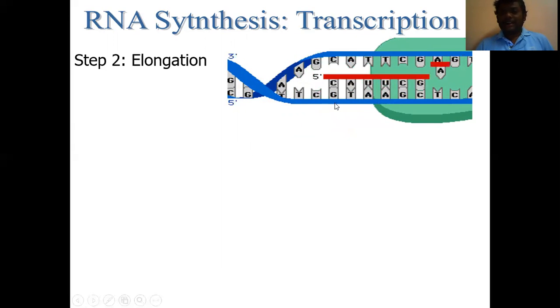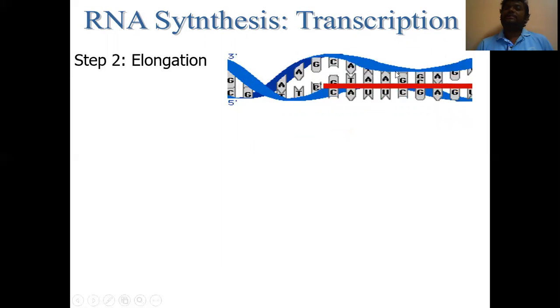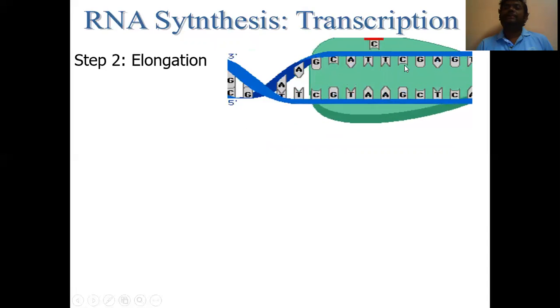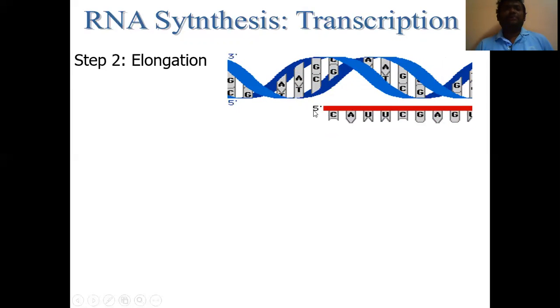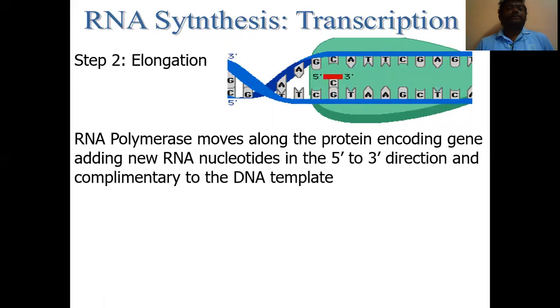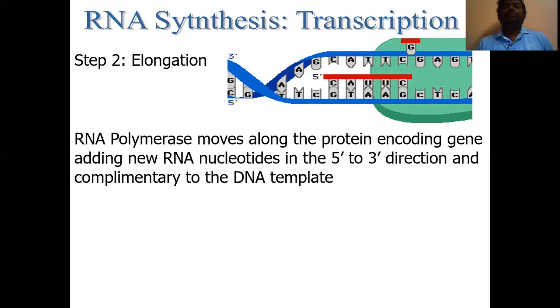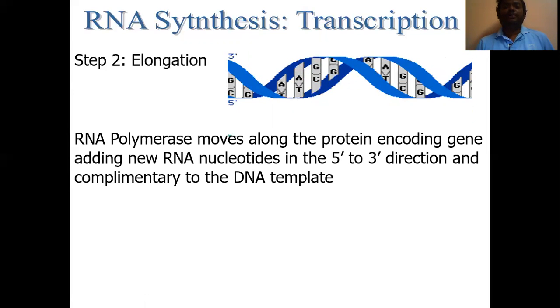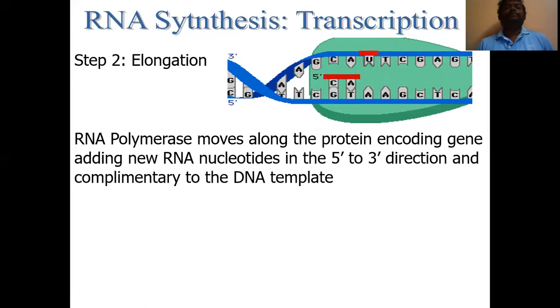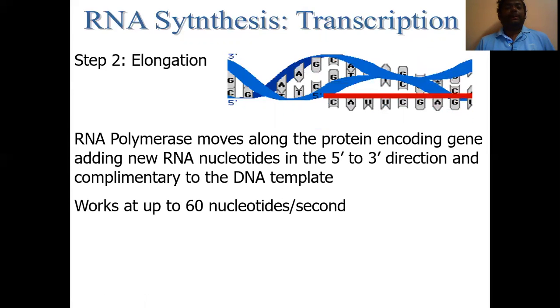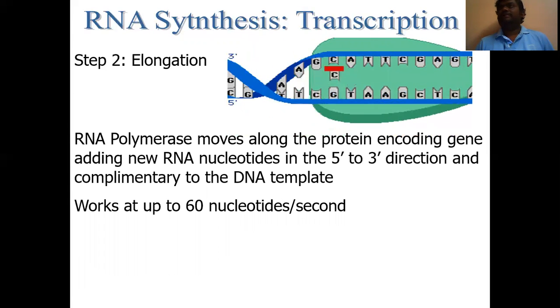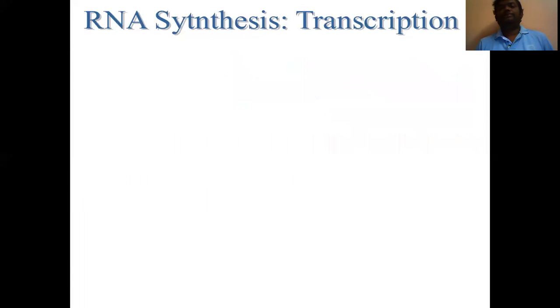In this case, this strand is used as the template for the mRNA synthesis, and the upper strand is not used. In general, the leading strand of the double stranded DNA will be used as a template for the mRNA. In replication, we have seen DNA polymerase move along the length of the DNA strand, whereas here RNA polymerase moves along the protein encoding gene in the 5 to 3 direction, and it can add at least 60 nucleotides per second, whereas DNA polymerase can add only 50 nucleotides per second.